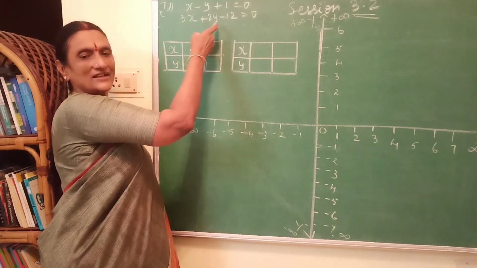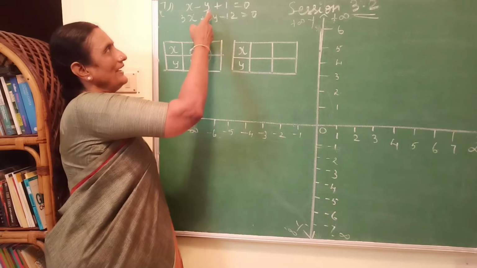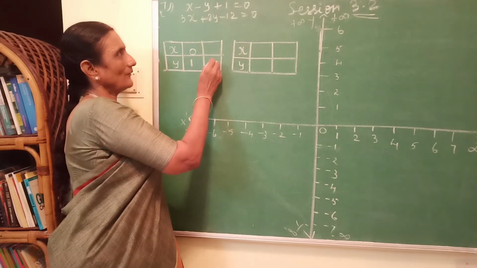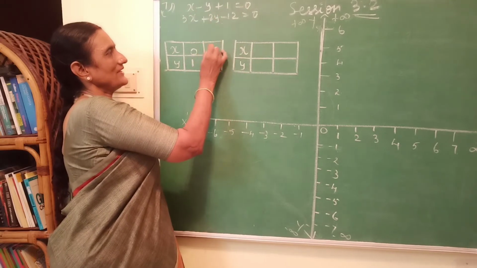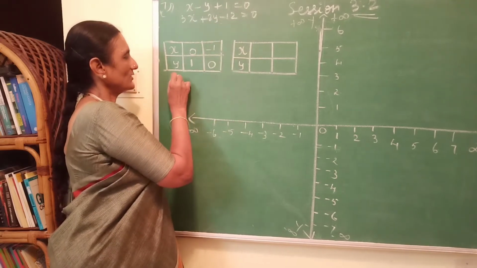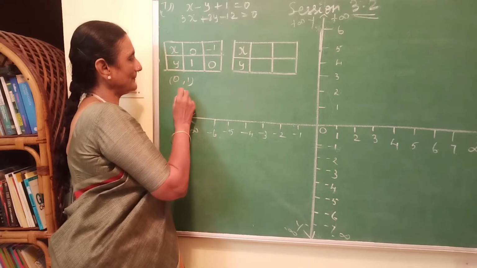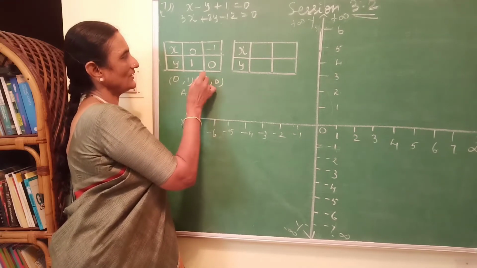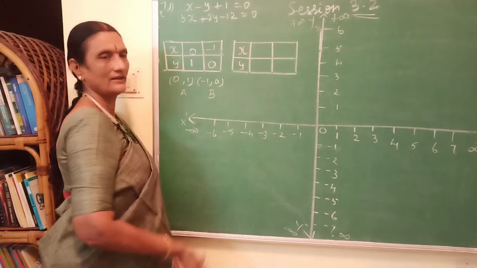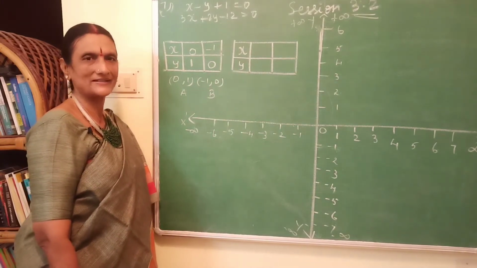What is the next choice? I can take the value 0. If I take the value 0, y becomes 0. Then x plus 1 equal to 0, x equal to -1. So 0, 1 for the point A, -1, 0 for the point B. So the first equation, 2 points are ready.